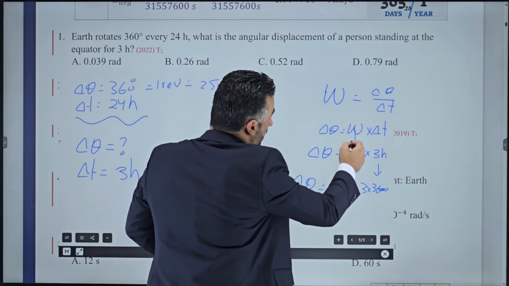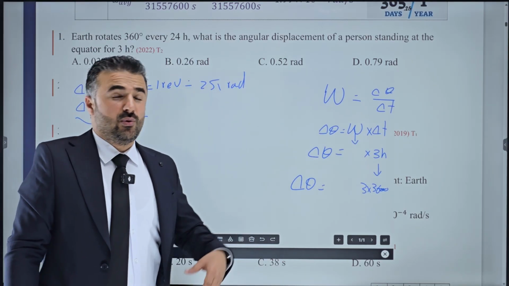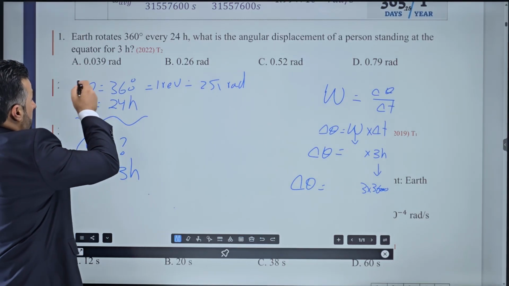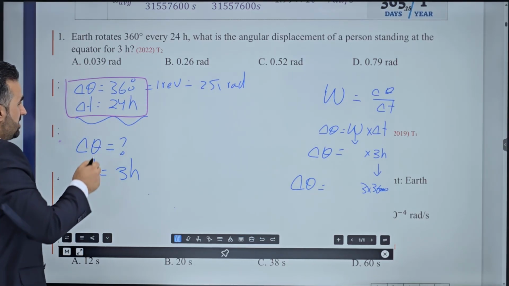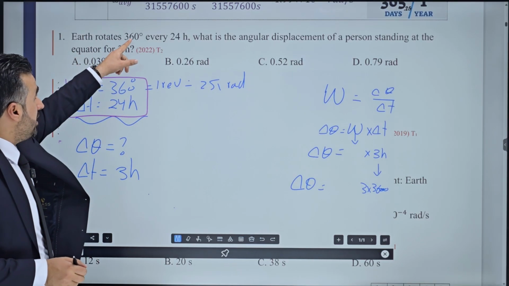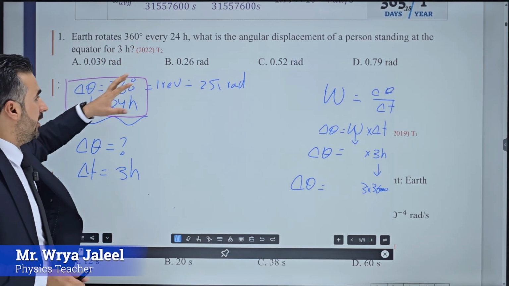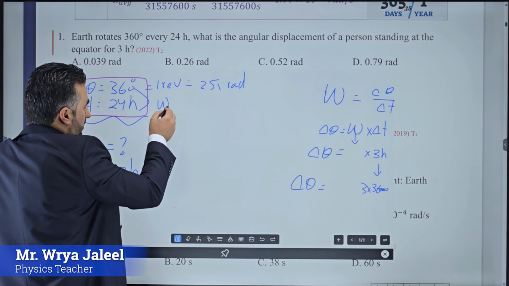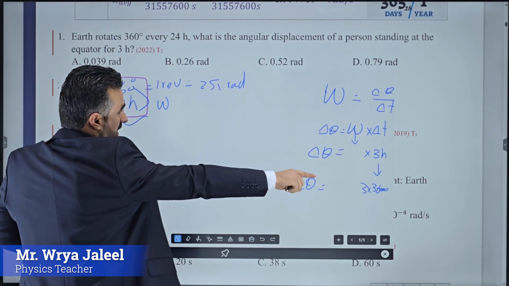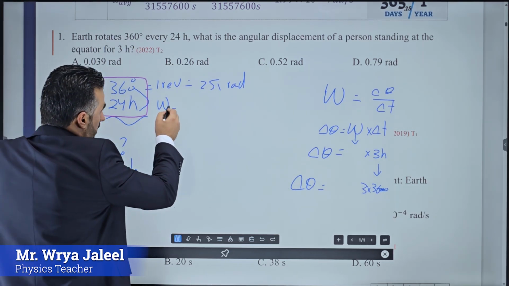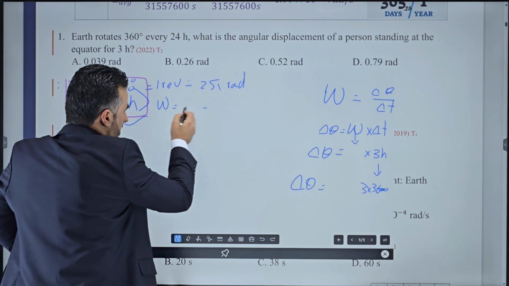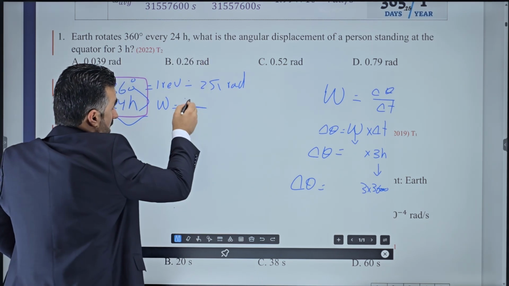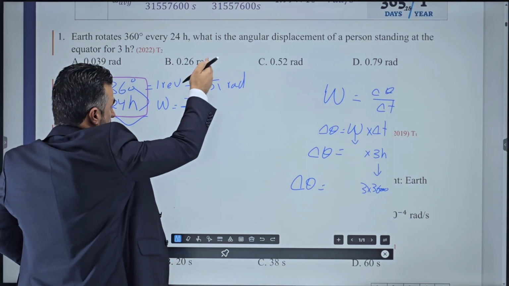But now we need the angular speed for the Earth's rotation. Do we have angular speed? No. But if you look at the first part of the question here, they gave you this much. It says, the Earth rotates 360 degrees in 24 hours. Can I use this piece of information to find the angular speed of the Earth? Once I find it, then I can use that over there. Yes, so angular speed is equal to 360 degrees. If you convert to rev, that would be 1 rev. In radian, that would be 2 pi. And you can do that too here.